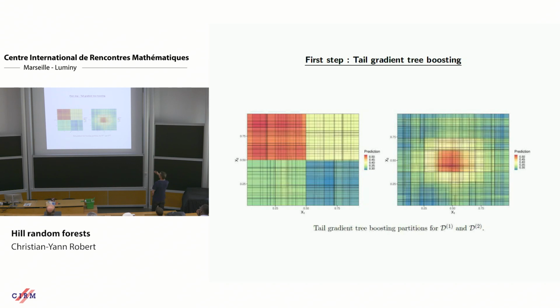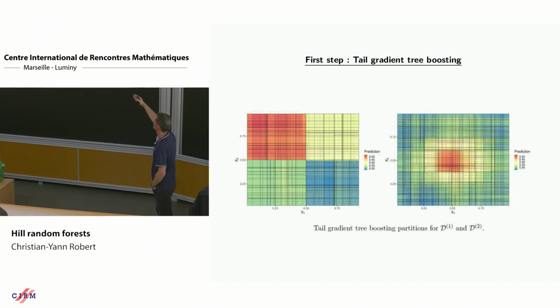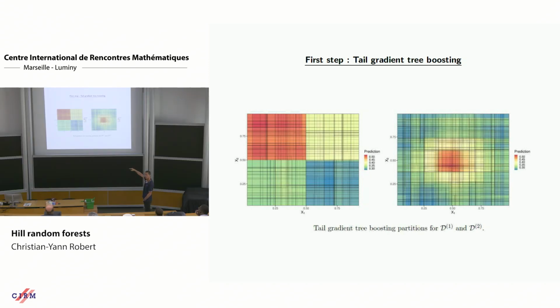So the first step, the additive tree ensemble, which here is given by the tail gradient tree boosting, gives the following result. You can show the value of the prediction with the color, red, yellow, green, and blue. And you can also see the lines that are used by the regression trees to split the space. Okay?